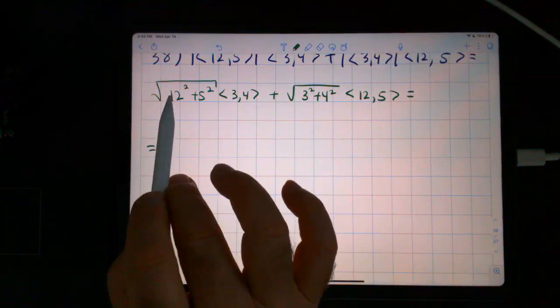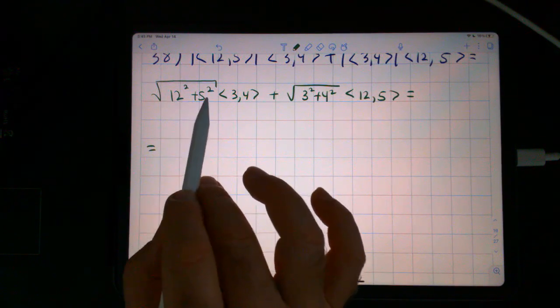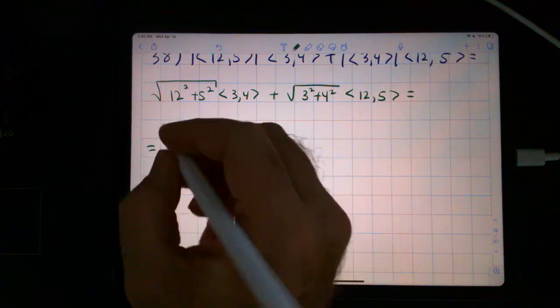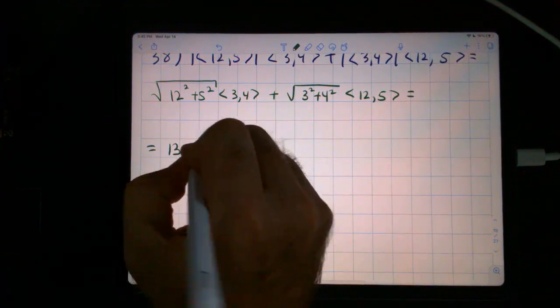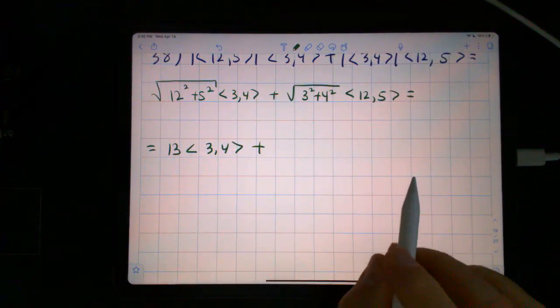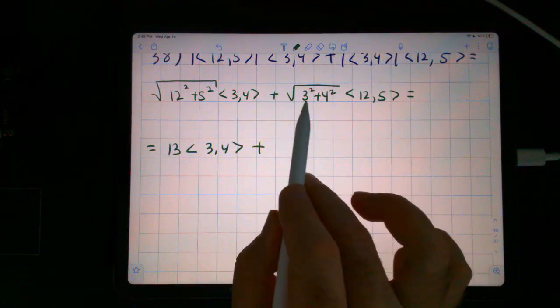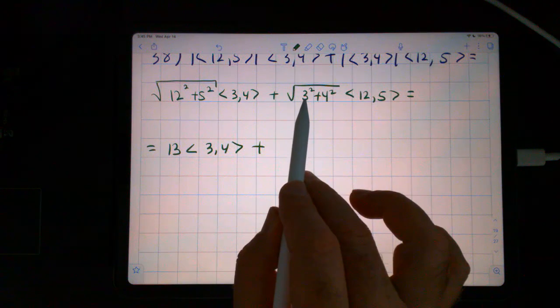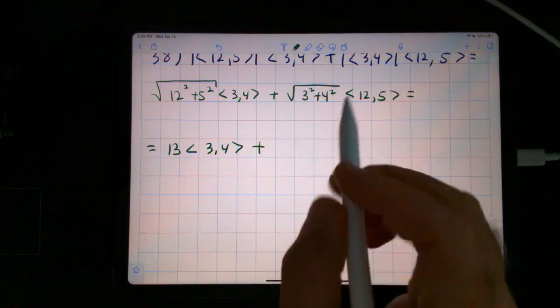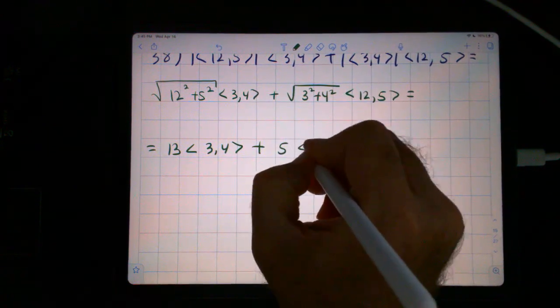So 12 squared is 144. 144 plus 25 is 169. The square root of 169 is 13. And this is a 3, 4, 5 triangle. 3 squared is 9. 9 plus 16 is 25. Square root of 25 is 5.